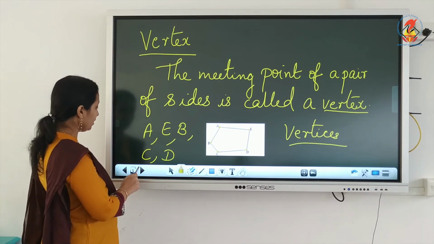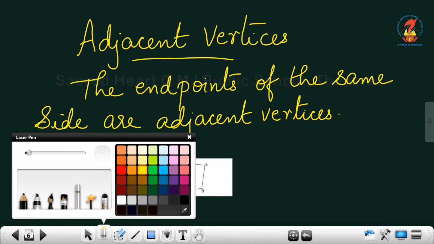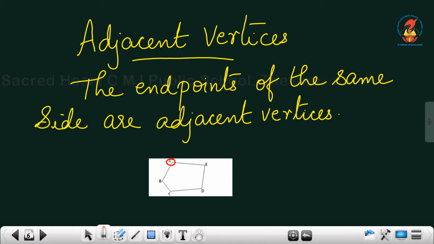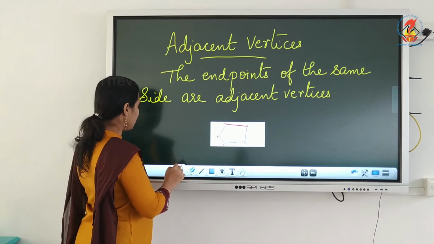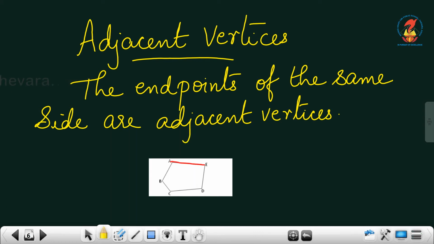Okay. Now, adjacent vertices. The endpoints of the same side are adjacent vertices. That means, look at this side. Listen children. This is a side. So, the endpoints, that means starting point and ending point. A and E are the starting point and ending point of this particular line segment. So, we can say A and E are adjacent vertices.